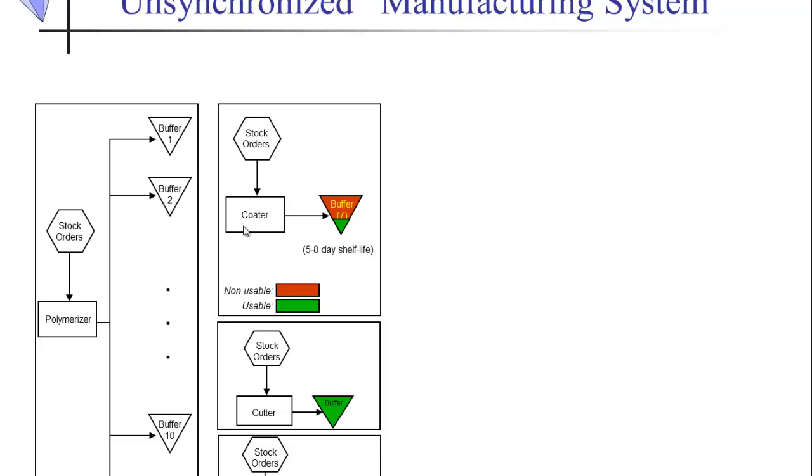For example, the coder. The product had to go through a coder. But that's okay, because it had a 7-day shelf life, or 5 to 8 days shelf life. But that's okay. They had 20 to 30 days worth of inventory. Not a problem. So they were generating a lot of scrap with this forecasting methodology that they were using and running the polymizer the way they were running it. Very, very inefficient.